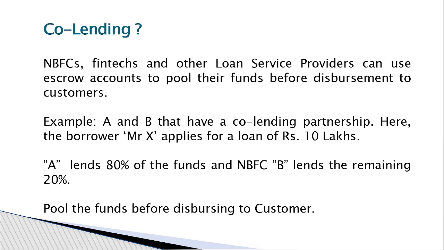These two will come to the pooling escrow account. From there, 10 lakhs will be given to the borrower. So then they'll use the 80-20 rule in the escrow account. For example, if they want to lend 20 lakhs, 16 lakhs will come from lender A, and 4 lakhs from lender B. Then both will come to the escrow account. When both transactions are completed and they have received 20 lakhs, only then will this amount be given to the customer as a loan. So during co-lending also they'll use escrow accounts.